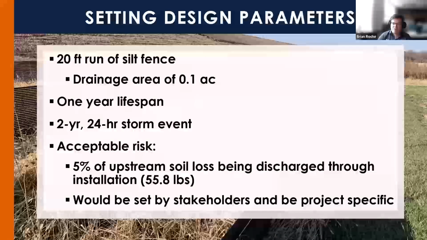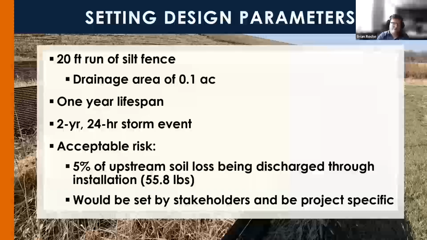So that first step of that process is setting the design parameters for analysis, for which we're going to use the testing conditions from that study. So a 20-foot section of silt fence with a drainage area of 0.1 acres, based on the existing design guidance for upstream drainage areas, a lifespan of 1 year, and using a 2-year 24-hour storm event would indicate the probability of the occurrence or exceedance of that storm event would be 50%.